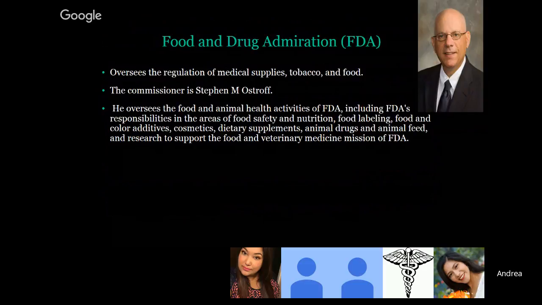The guy that you see there is the commissioner, Dr. Stephen M. He oversees the food and animal health activities of the FDA, including the FDA's responsibility in the areas of food safety and nutrition, food labeling, food color, additives, cosmetics, dietary supplements, animal drugs, and animal feed, and research to support the food and veterinary medicine mission of the FDA. So, yeah, that was just one of the major organizations underneath the HHS.